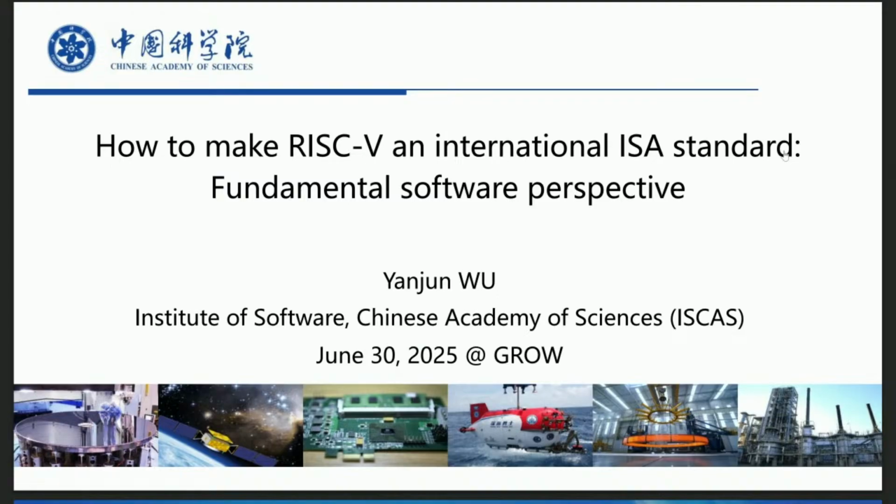Good morning, everybody. My name is Yanjun from the Institute of Software, Chinese Academy of Sciences. First, I'd like to express my thanks to the USP and UNICAMP people here. It's my first time coming to South America, and I'm very much honored to be speaking at the best university in Brazil and in South America. My topic today is how to make RISC-V an international ISA standard, from a fundamental software perspective.